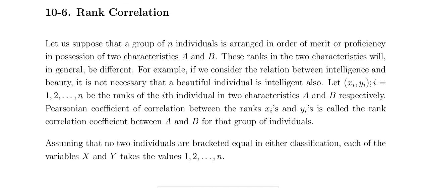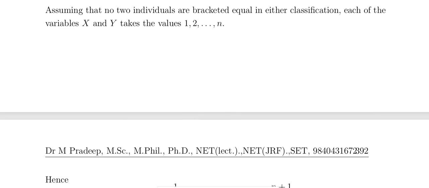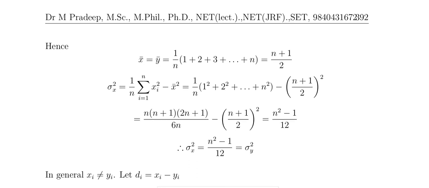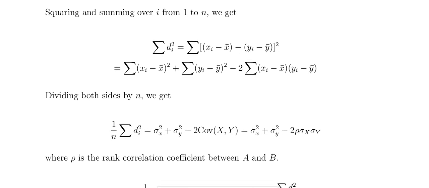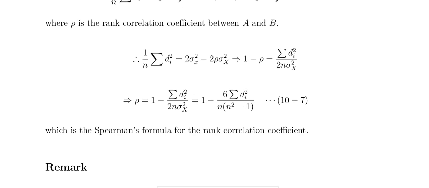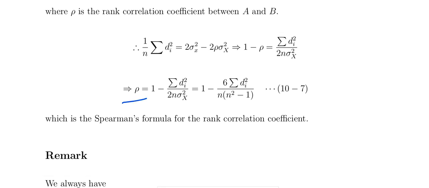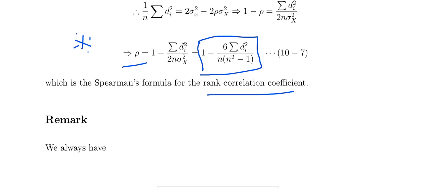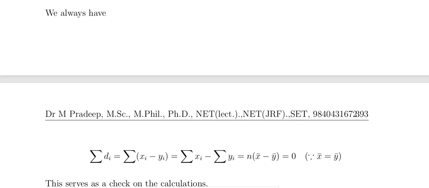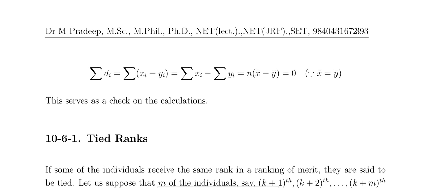And now the rank correlation, where we are given two sets of data. This is the formula for the rank correlation: 1 minus 6 summation di square divided by n into n square minus 1. This is called the rank correlation coefficient formula. That is very important. Here di means xi minus yi.